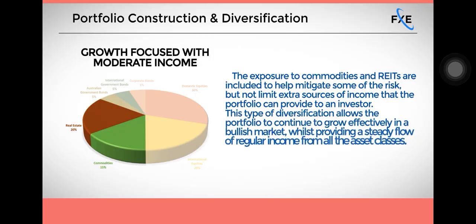The exposure to commodities and REITs are included to help mitigate some of the risk, but not limit extra sources of income that the portfolio can provide to an investor. This type of diversification allows the portfolio to continue to grow effectively in a bullish market, whilst providing a steady flow of regular income from all the asset classes.